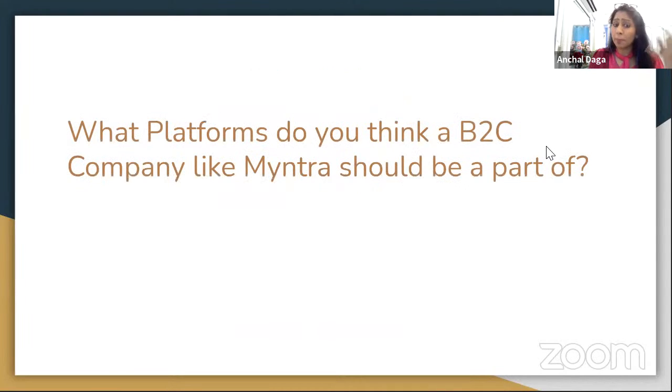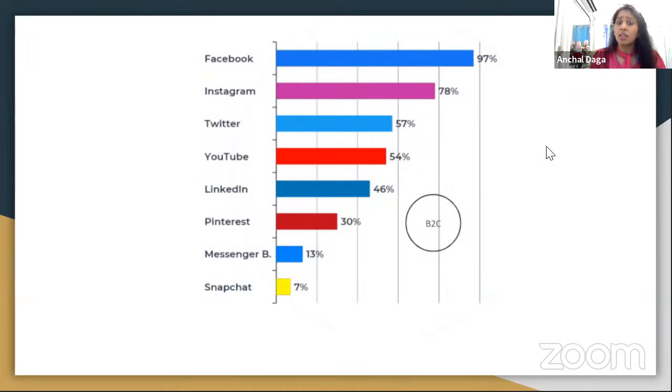Now, if you look at a B2C company like Myntra, again, a question: what do you think a B2C company like Myntra will be a part of? So again, try entering in the live chat if possible, or just think about it in your head as to which social media platform a B2C company like Myntra will be on. All right. So the answer is, a B2C company will prefer social media platforms like Facebook and Instagram more, and LinkedIn is coming down.